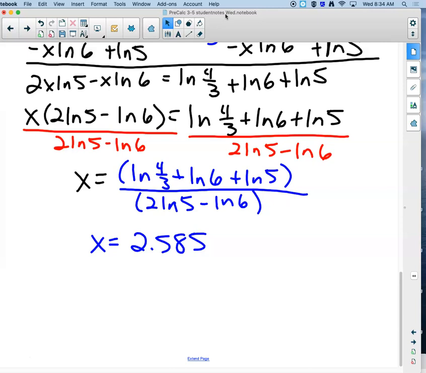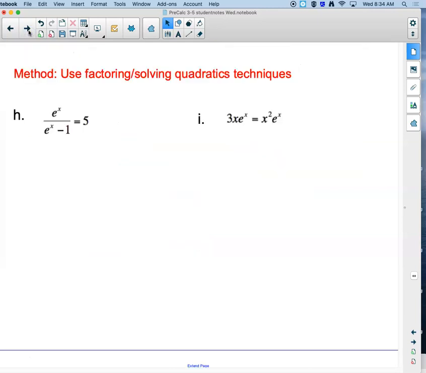So there's the second method. That was the big one there, taking natural logarithm and using that to solve. And here's a third method, using factoring, solving quadratics techniques. So they're saying we're going to be able to solve this a lot like we would solve parabolas. Quadratics are parabolas. So let's take a look at this.